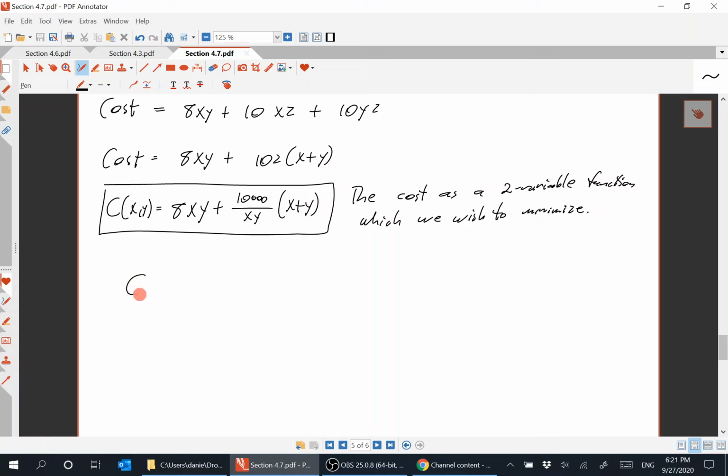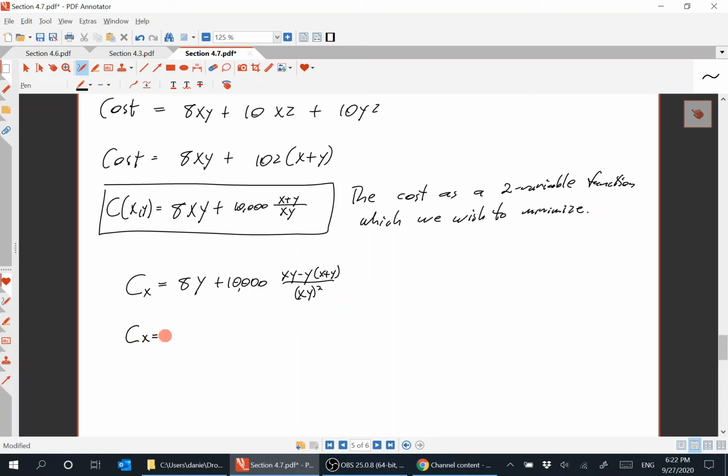Okay, so let's take partial derivatives. Partial derivative with respect to x is 8y plus 10,000. Okay, so this is, let me rewrite this. x plus y over xy. 10,000, and then the derivative of this with regard to x, the derivative of the top is 1 times the bottom, minus the derivative of the bottom, which is y, all over the bottom squared, which looks like that.